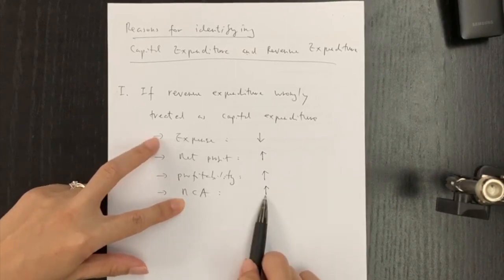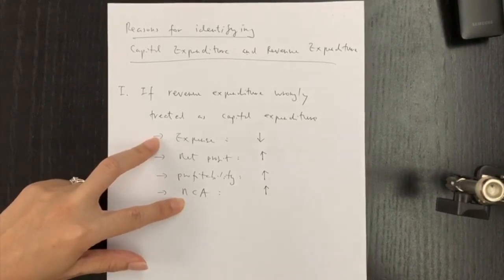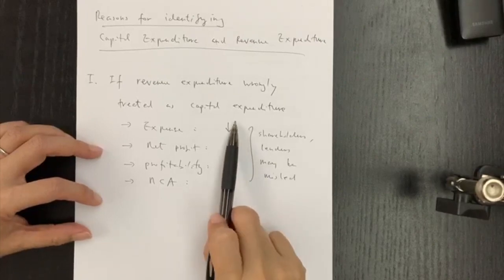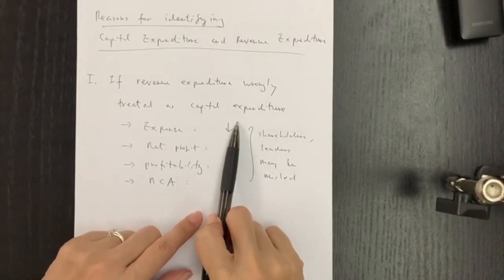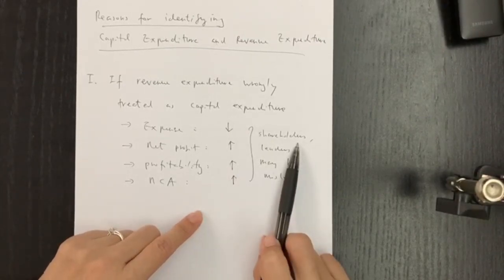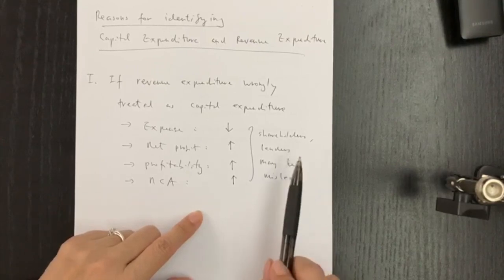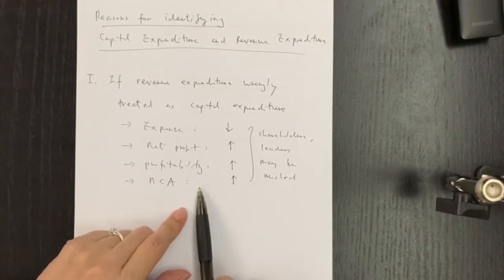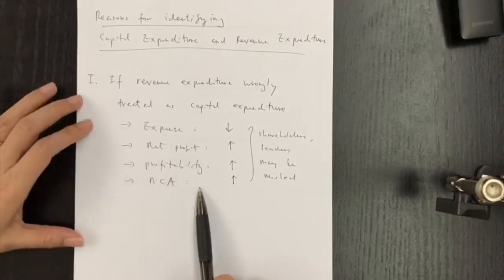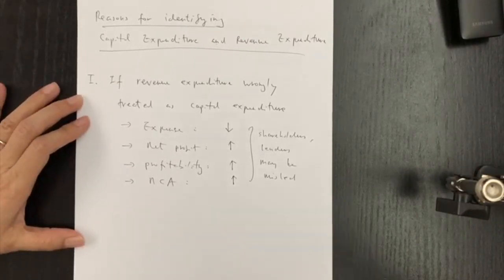Of course, this is not true at all, okay? So then what happens if I don't correct my mistake? Then the users, like shareholders or the lenders, may be misled by my wrong information. Of course, this is illegal to do, and also unethical.